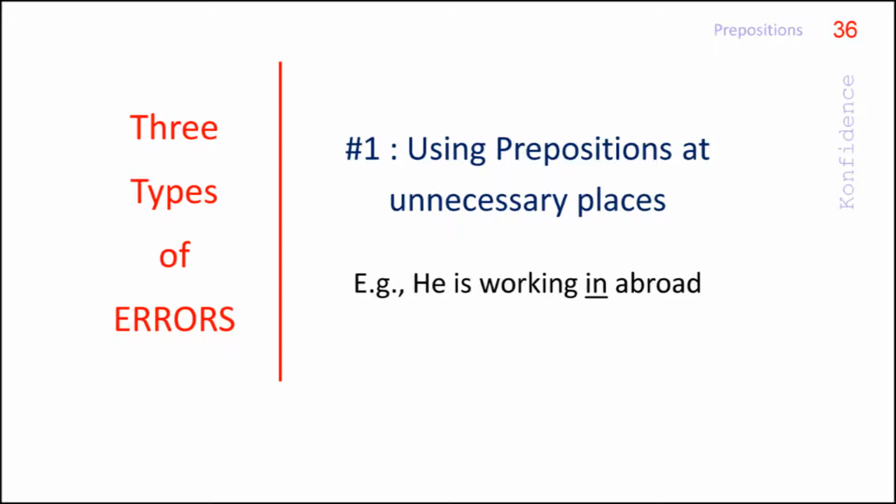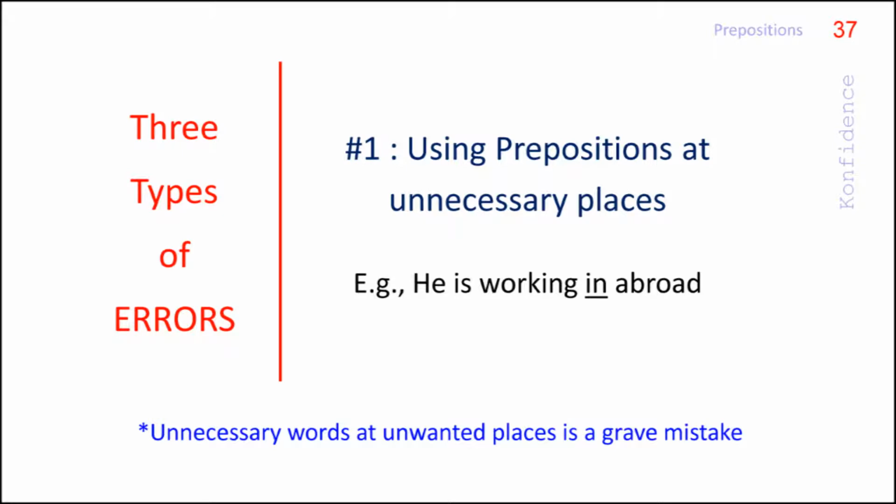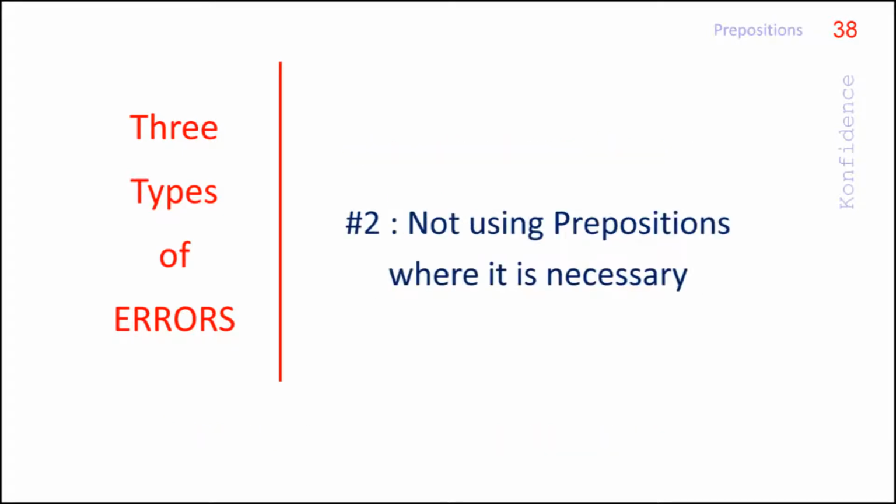This is because preposition should not be used before the word abroad. So it is wrong to say he is working in abroad or he is going to abroad, the correction is working abroad or going abroad. Unnecessary words at unwanted places is a grave mistake.